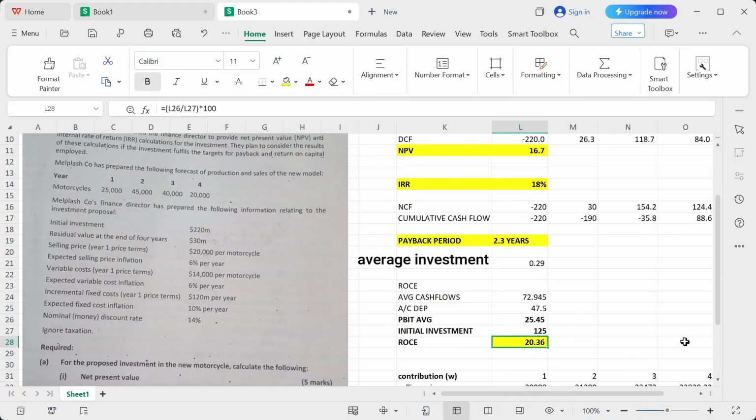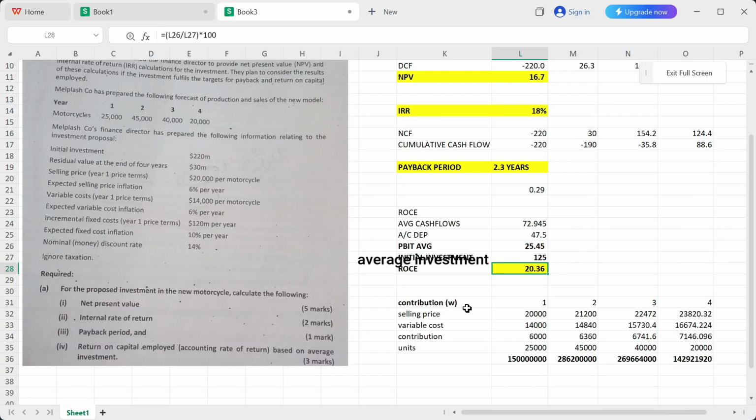Okay. And with that, you can see our requirement number 4 is also complete. We have successfully completed all the parts. Part 1 where we had to calculate the NPV, part number 2 where we had to calculate the IRR, part number 3 where we had to calculate the payback period, and part number 4 where we had to calculate the ROCE. If, for example, the question had told you to calculate the ROCE based on the initial investment, this part of the working would have remained exactly the same, and the only change would have been that instead of dividing your PBIT average by your average investment, you would have divided your PBIT average by the initial investment, right?